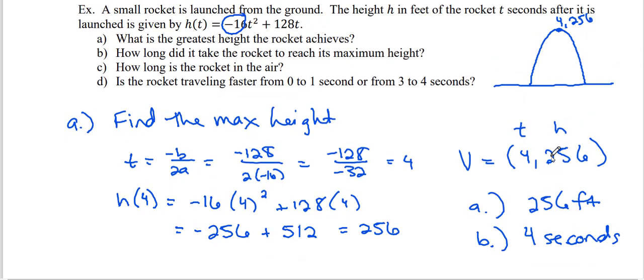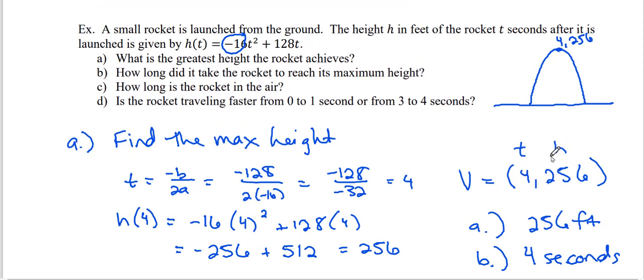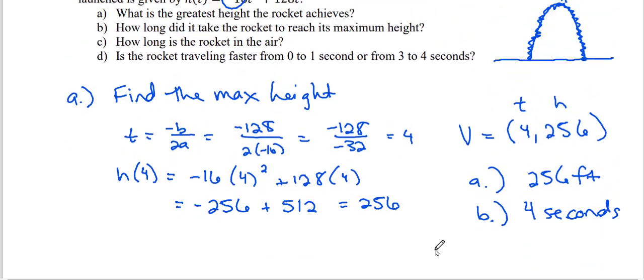Part C, how long is the rocket in the air total? There's 2 approaches to this. We want to know how long did it take to travel this whole path, right? So back to here. Because of the symmetry of parabolas, we know if it takes 4 seconds to reach that peak, it's going to take an additional 4 seconds to come back down to the ground. So the answer here has to be 8 seconds.